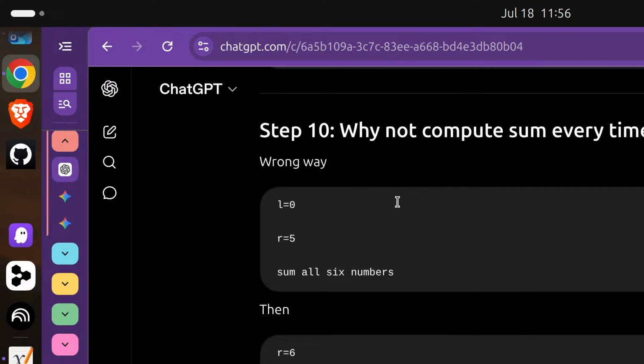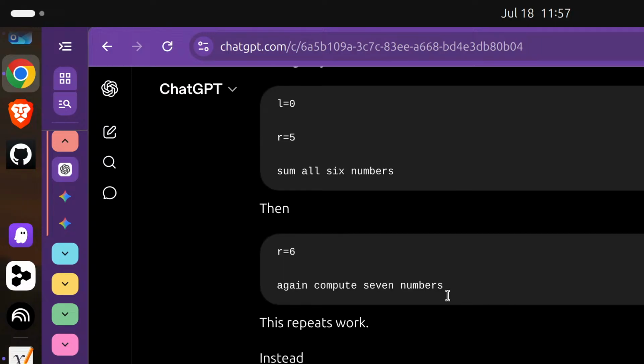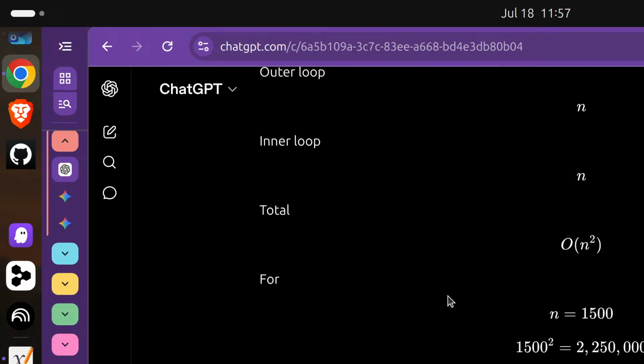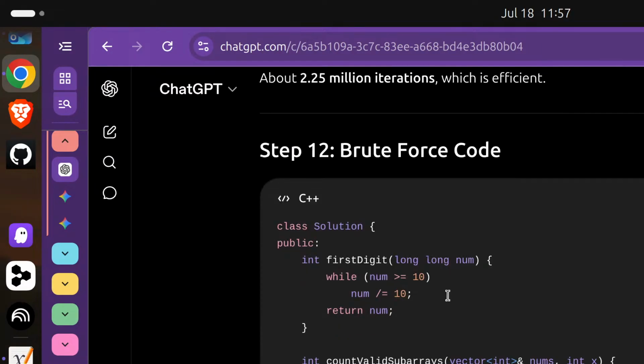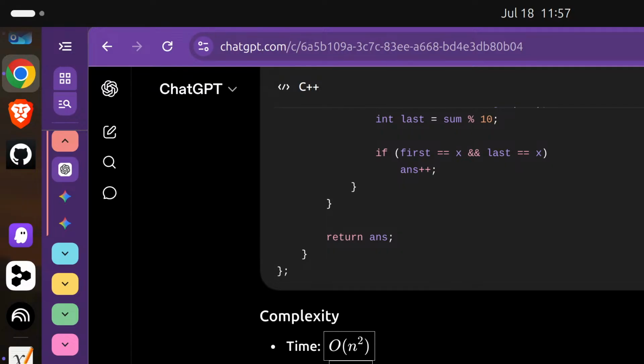All 6 numbers, then again put 7 numbers. Brute force is this. Can we do it in the order of n squared?